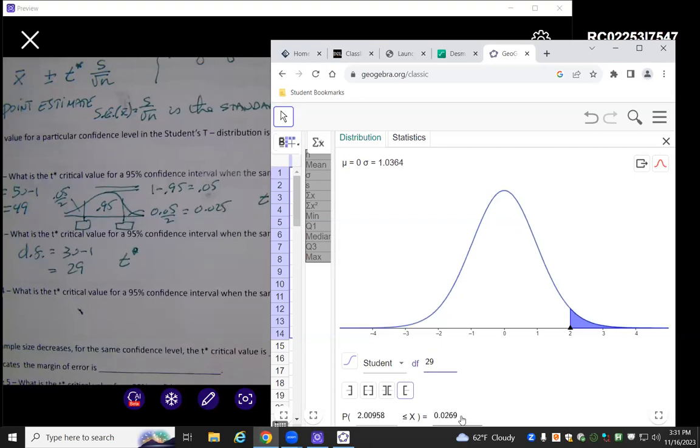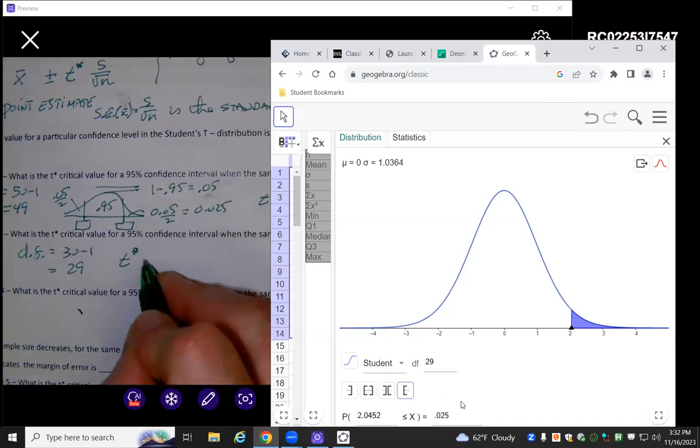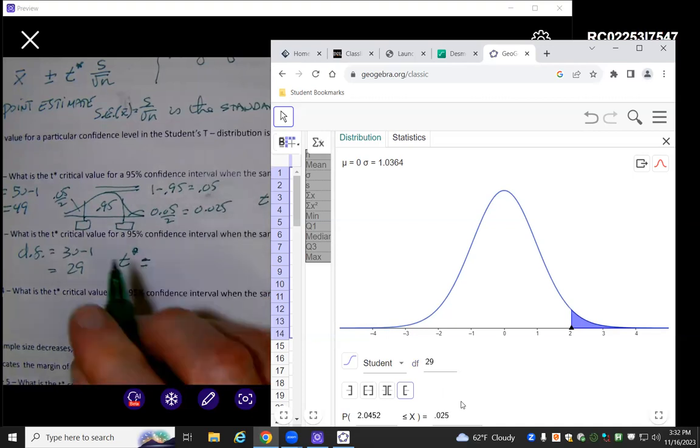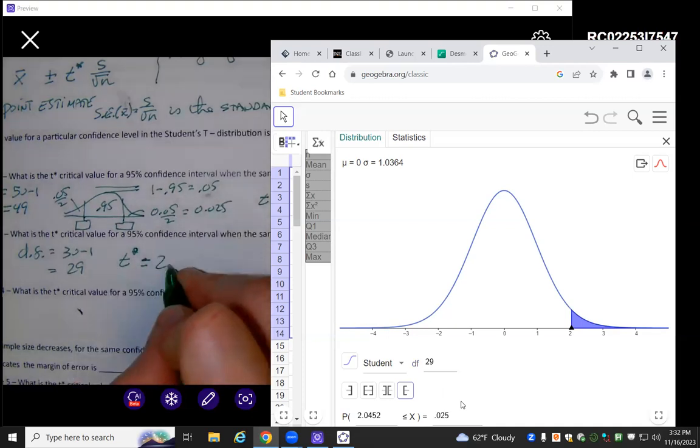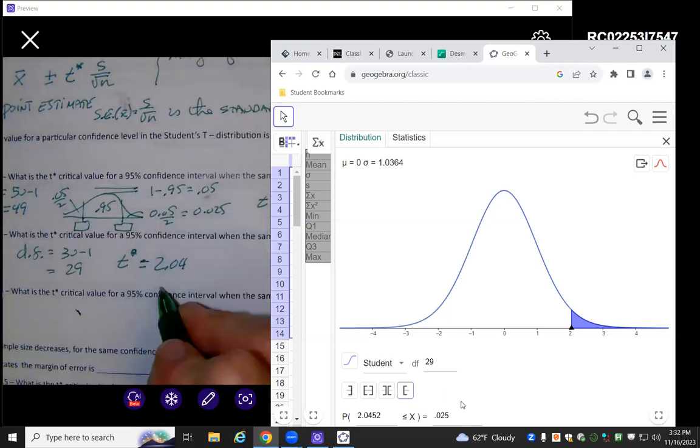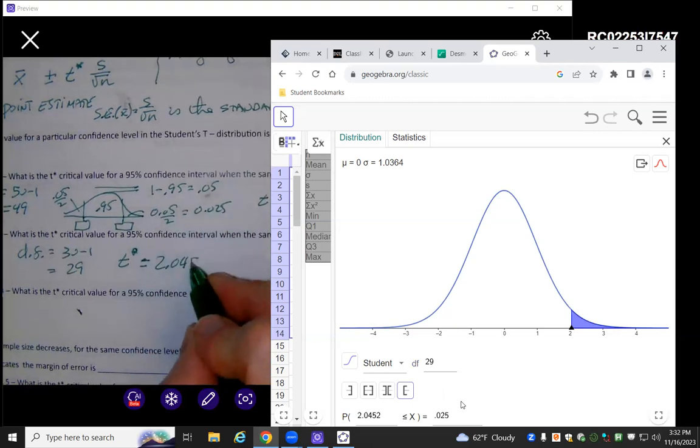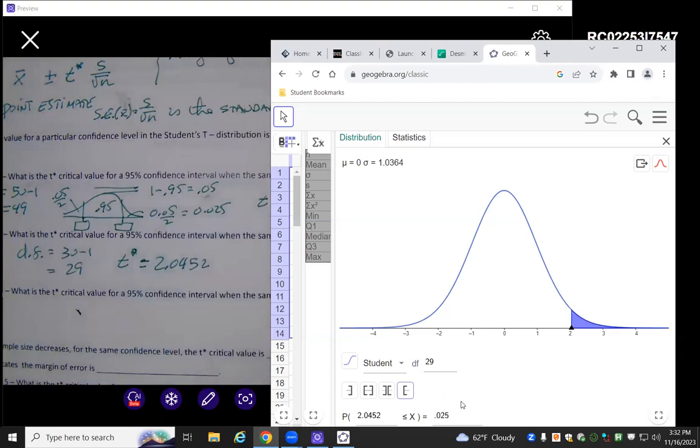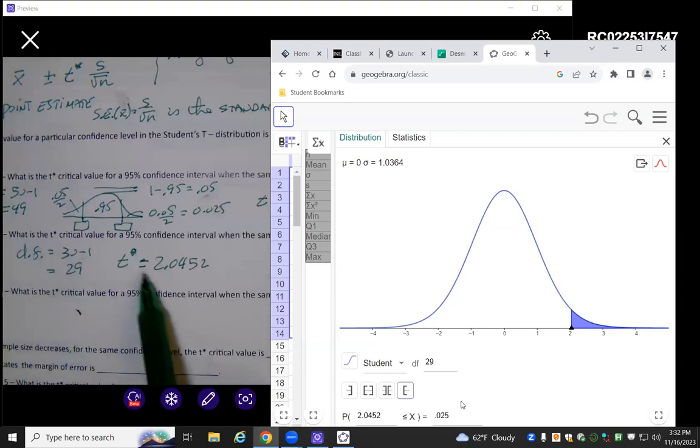I did that. And of course, this always gets altered. I don't know why, but it does. So I need to enter again the 0.025. Hit return. Hit return one more time, making sure that it's sticking. So again, 2.0452. I notice that my sample size went down. It was 50, and now the T star value is going up.